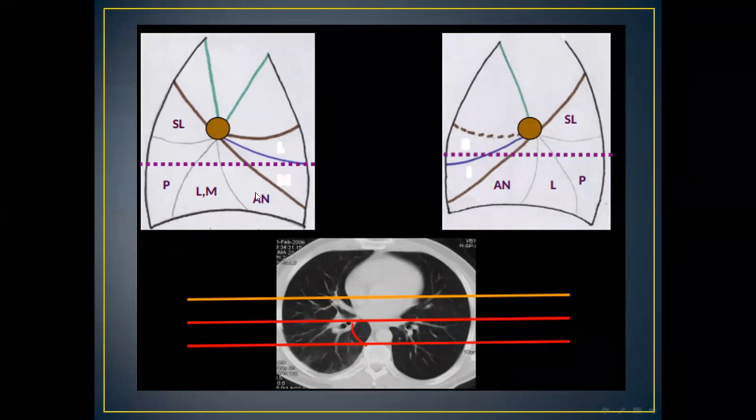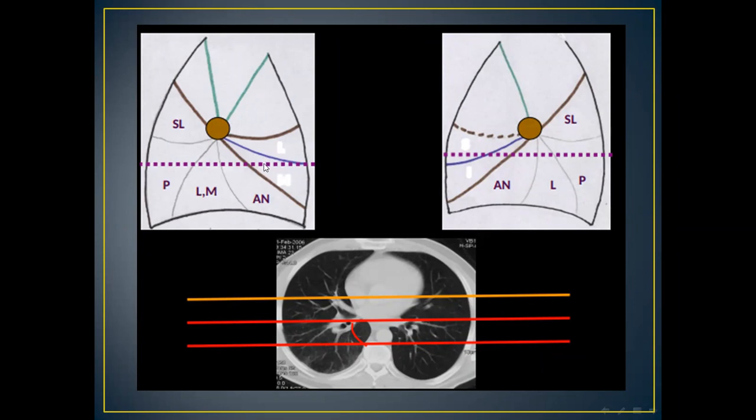This is the anterior segment, which corresponds to this one. This is the lateral segment, this is the medial segment, and this is the posterior segment. On the left side, it is the same, but we do not have a medial segment. This is regarding the basal segments of the lower lobe.